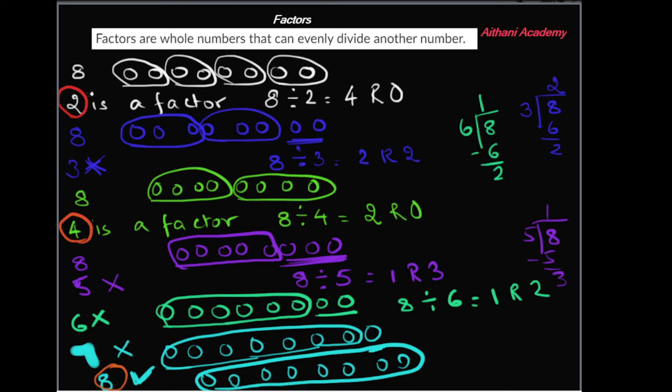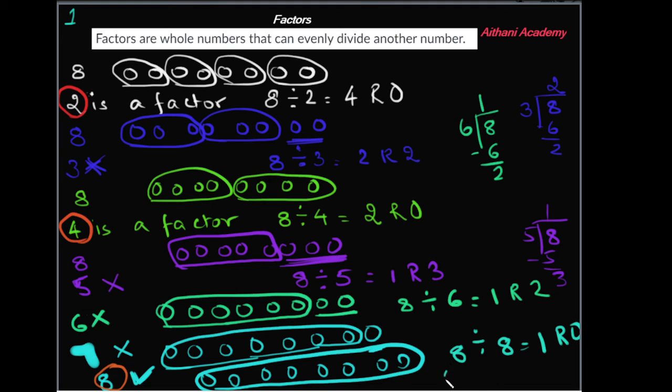8 divided by 8 is 1. Remainder 0. I made 1 each. Remainder 0. So, in this case, 2, 4, 8, they are factors. And remember, 1 is always a factor because we can always divide 8 by 1 each. Alright?